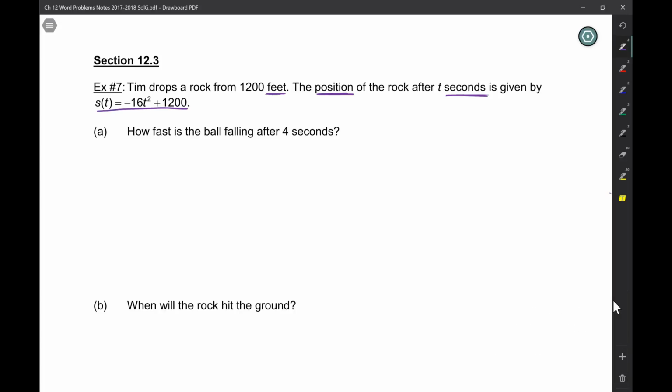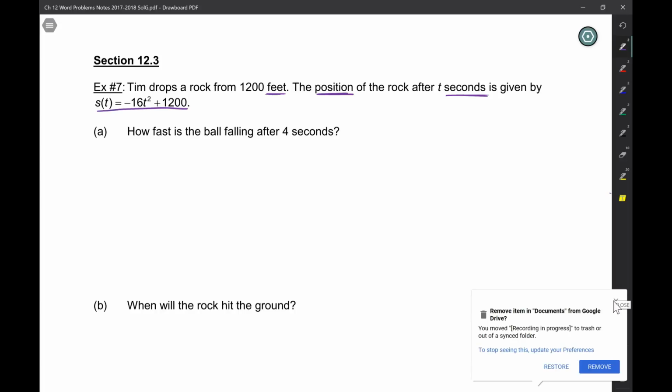I'm just going to visualize it first, right? So Tim drops a rock. What's happening to this rock? It's falling, right? Okay, so look at the position function. What kind of function is it? It's a what? Negative what? It's a parabola. What do you mean by negative though? It's facing down, right? So it's a parabola, which means at the center of it, it's got a what? A vertex. Is it a minimum or a maximum here? It's a maximum.